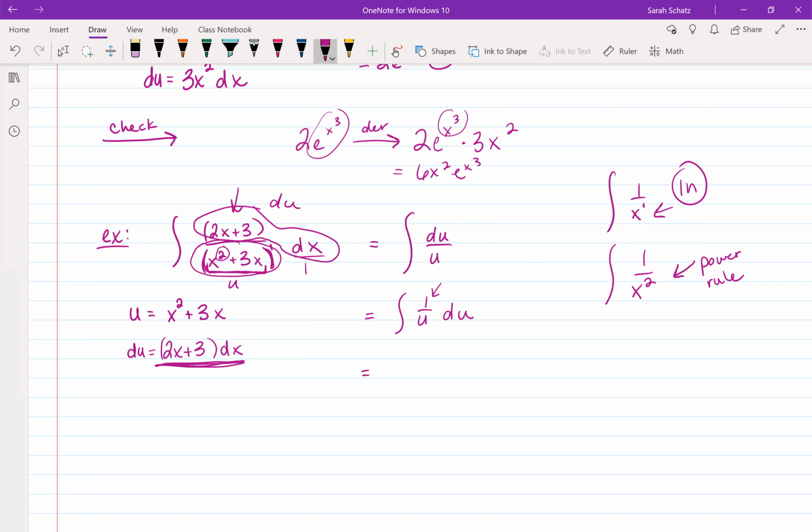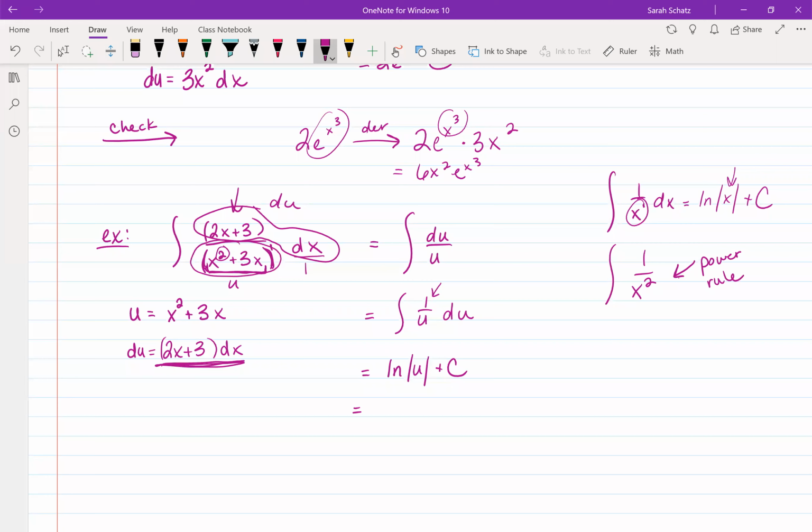Now, how do I integrate 1 over u du? Well, this is natural log, right? So remember 1 over x, like on this problem here, if you had 1 over x dx, what would you do? Well, you would do, oh, that's just natural log. Don't forget absolute values. And you'd get the natural log of the absolute value of x plus c. Whatever's down here goes here. Okay, so I can do that. So I've got 1 over u du. That's going to be the natural log of the absolute value of u plus c.